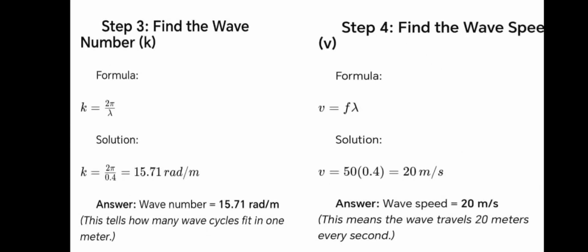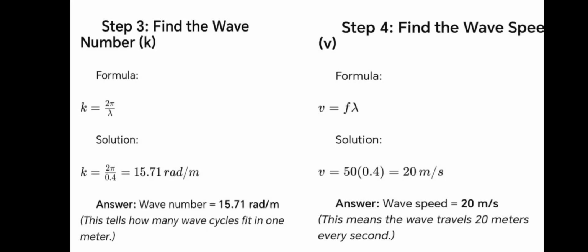So our Step 3 is to find the wave number. The formula of the wave number is k is equal to 2 pi divided by lambda. So our solution is k is equal to 2 pi, which has a value of 6.28 as we solved earlier, over 0.4, which is our lambda, the given. So the answer is 15.71 rad per meter. This tells us how many wave cycles fit in 1 meter.